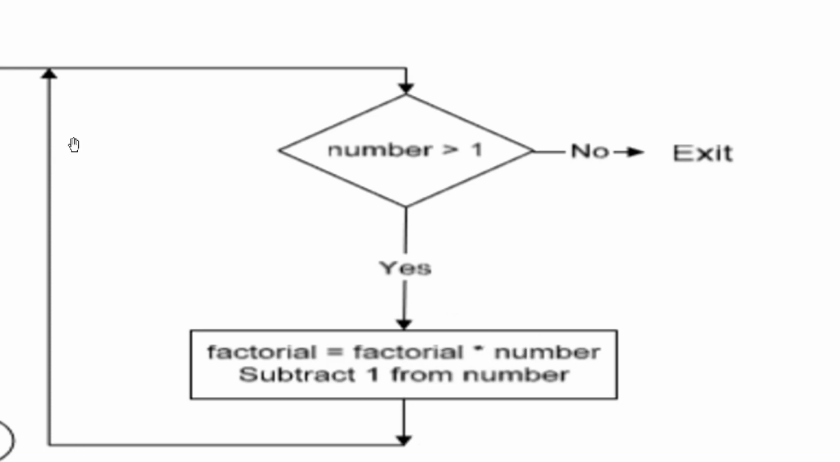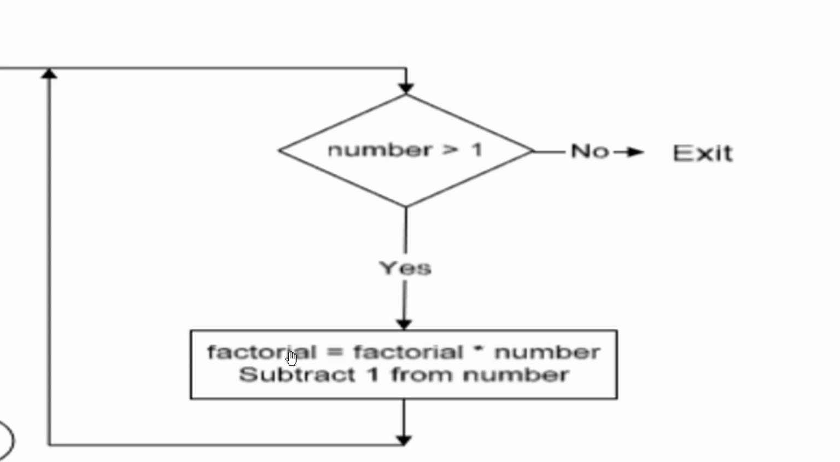Now again subtract 1 from the number, so the number will become 2. Is 2 greater than 1? Yes. So the factorial is 60 multiplied by 2, which is now 120. Now subtract again 1 from number, and the number has become 1. Is 1 greater than 1? No. So the while loop will be exited.